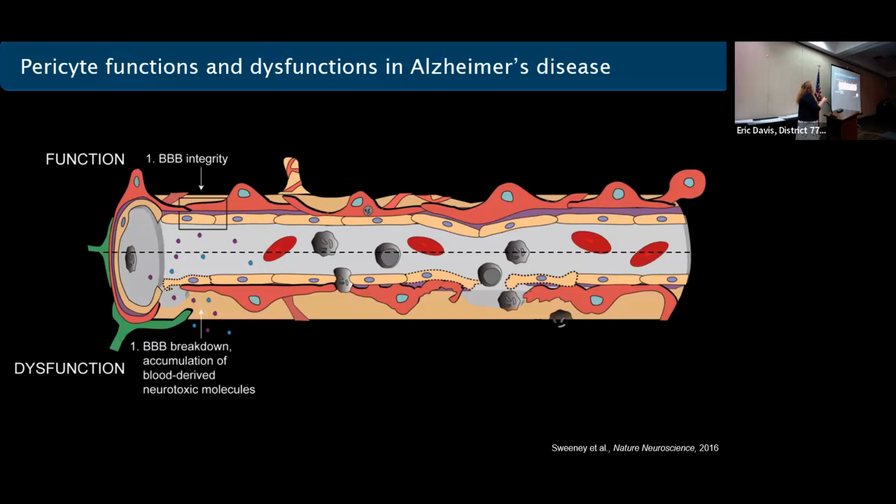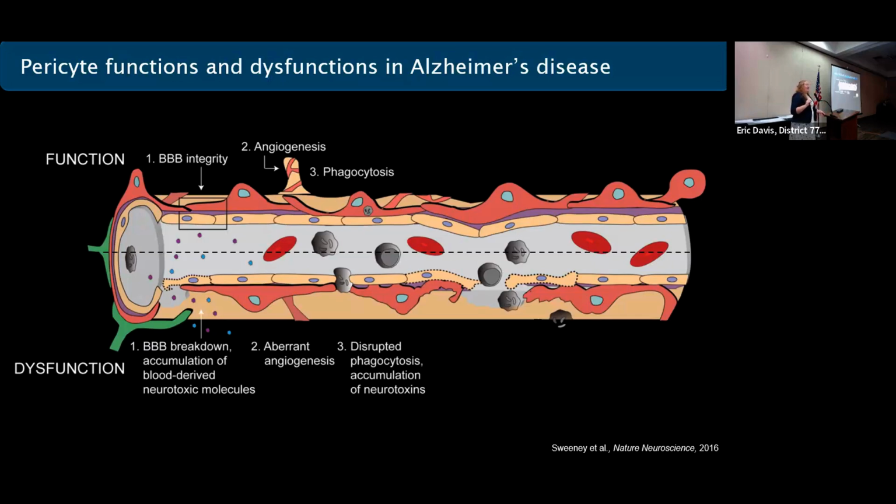And we know in Alzheimer's disease that the blood-brain barrier breaks down. They're also important for angiogenesis, the formation of new blood vessels. And we know in Alzheimer's disease there's aberrant angiogenesis. They're also involved in phagocytosis. So similar to the last talk, pericytes can take up A-beta and also take up tau. And we know that this is disrupted in Alzheimer's disease.